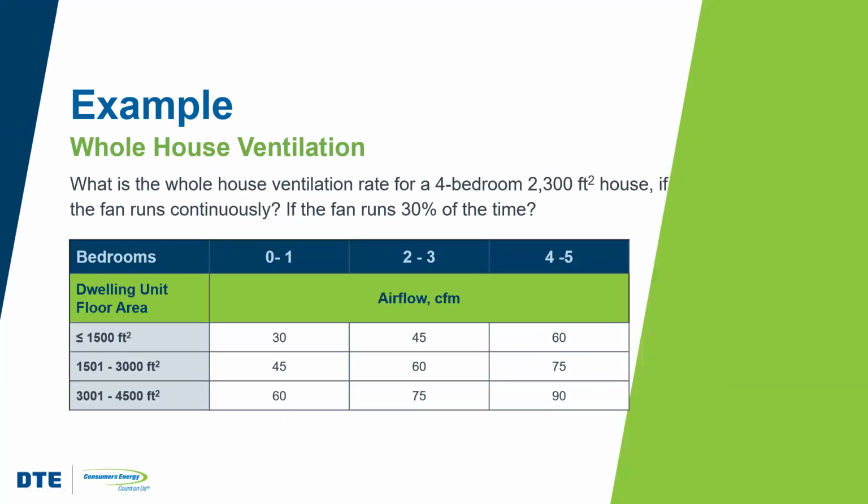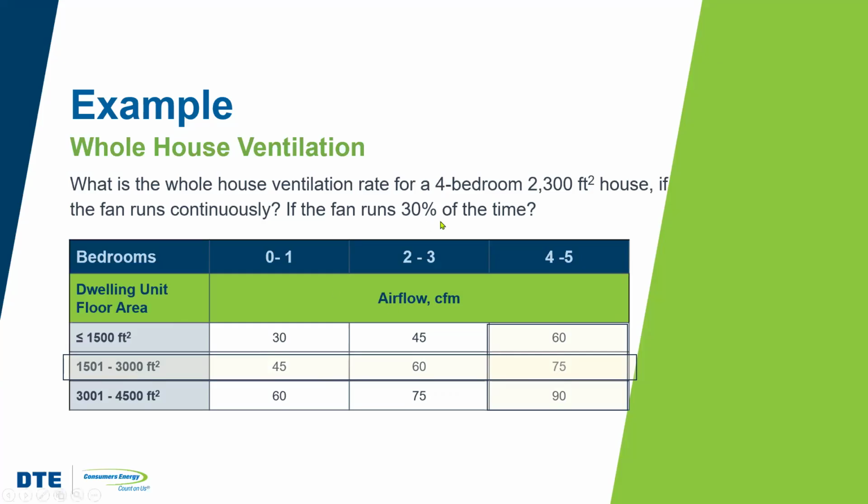Okay, so let's take a look at a quick example here. If we've got a house that's 2,300 square feet, 4 bedrooms, what is the ventilation rate if this fan runs continuously? So in this system, we've got 4 bedrooms, so it's going to be this column here to the far right, and the house is 2,300 square feet, which falls into this range between 1,500 and 3,000, and the intersection of these two is at 75 CFM. So that would be the continuous airflow rate for ventilation for that house.